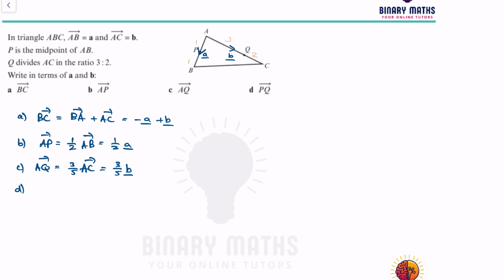And D is P to Q, which is equal to P to A plus A to Q. P to A is in the opposite direction of A to B, so it should be minus half A, plus A to Q, which we already worked out in part C, so it's 3/5 B.